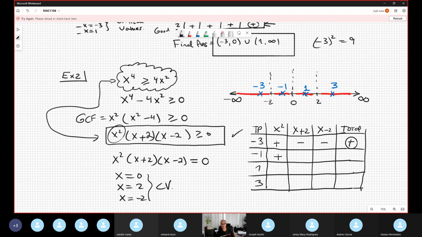Negative 1 is positive because negative 1 squared is 1. And negative 1 plus 2 is positive here, and this is negative. 1 negative is negative.